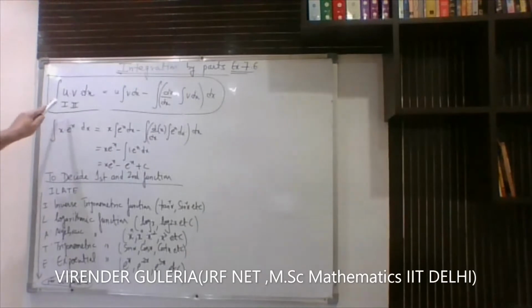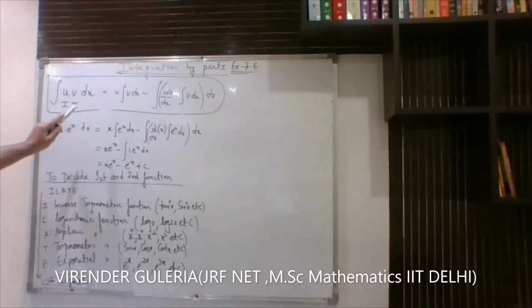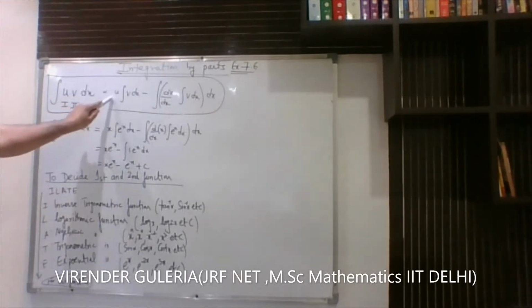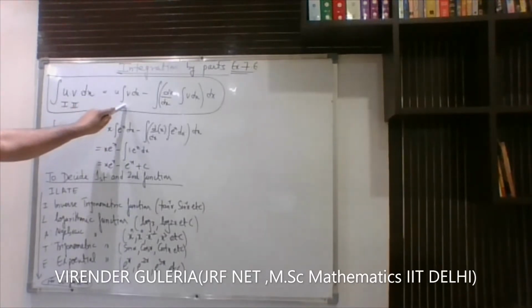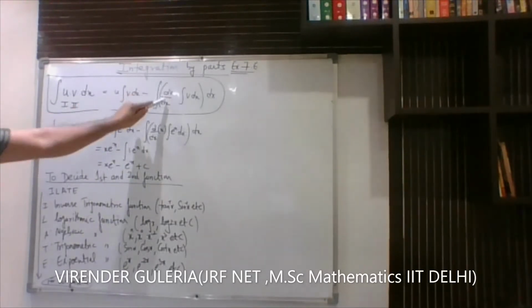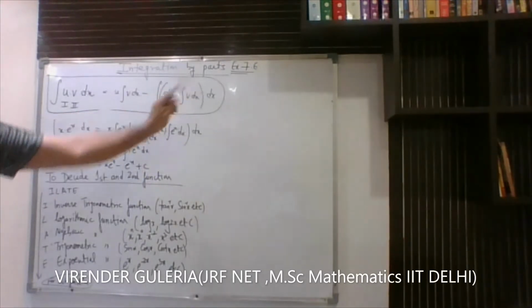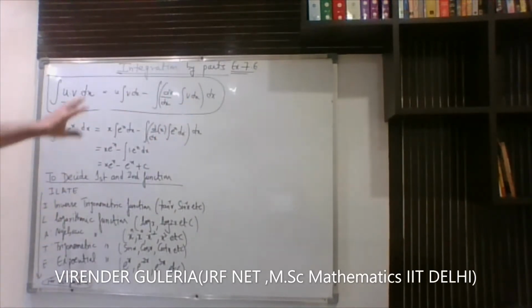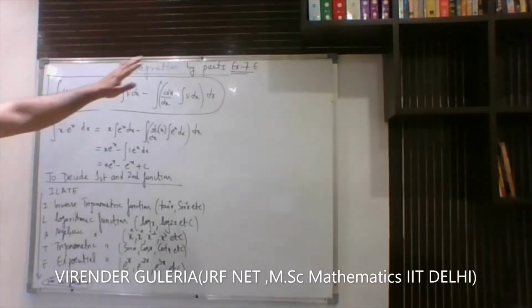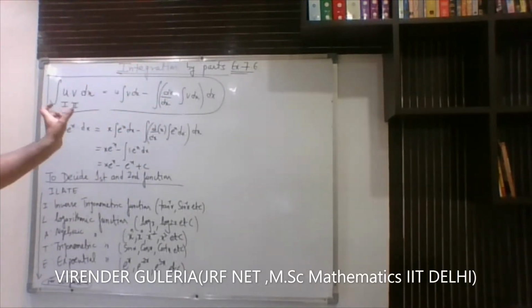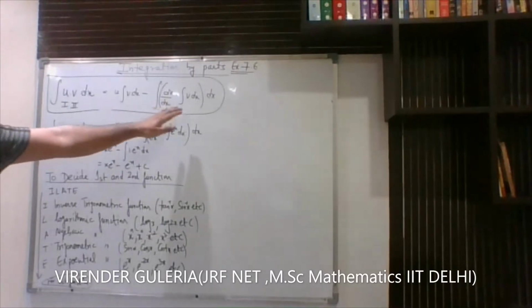Here you will have a product of two functions. U is the first function and V is another function. Now we want to integrate. So as per the formula, this is the first function as it is, integration of second, minus derivative of first function, integration of second function, then whole integration. So this is the formula for integration by parts. So whenever we have a product of two functions, this is how we will proceed.